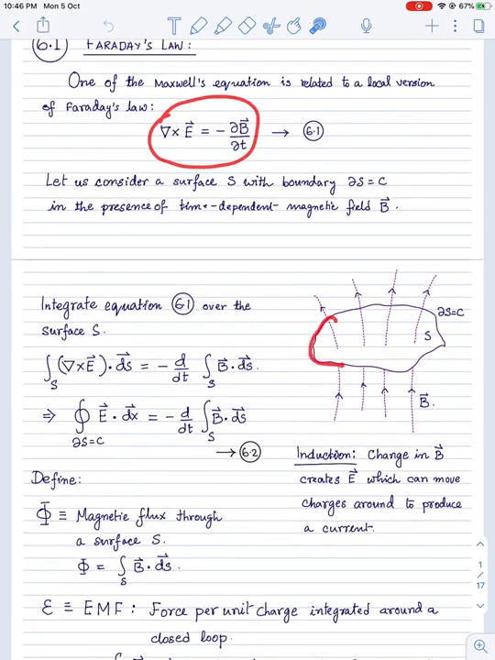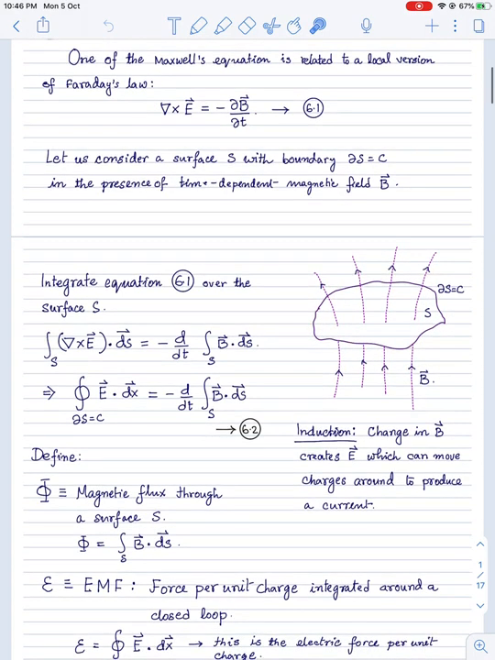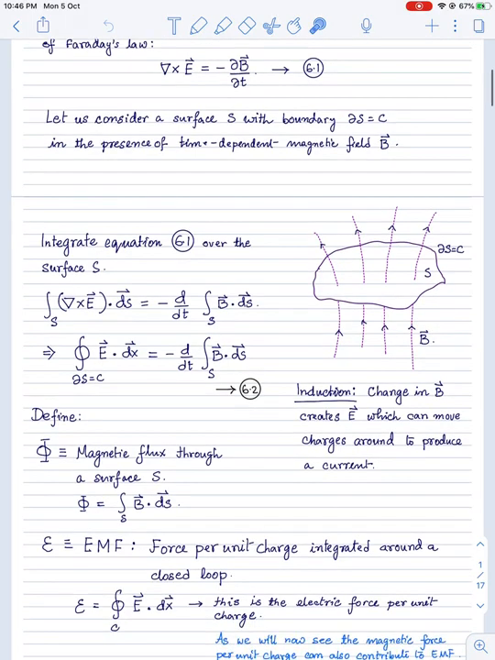So this is the equation that we are looking at, and if we integrate it over some surface S like this, through which, let's say, some magnetic field is going, then we get the magnetic flux through the surface. And if the magnetic field is changing, then the magnetic flux through the surface would also be changing.